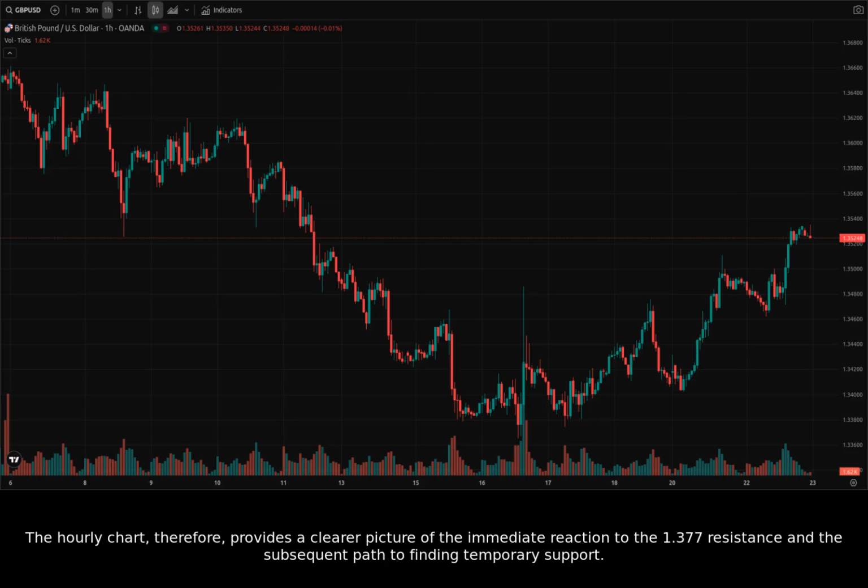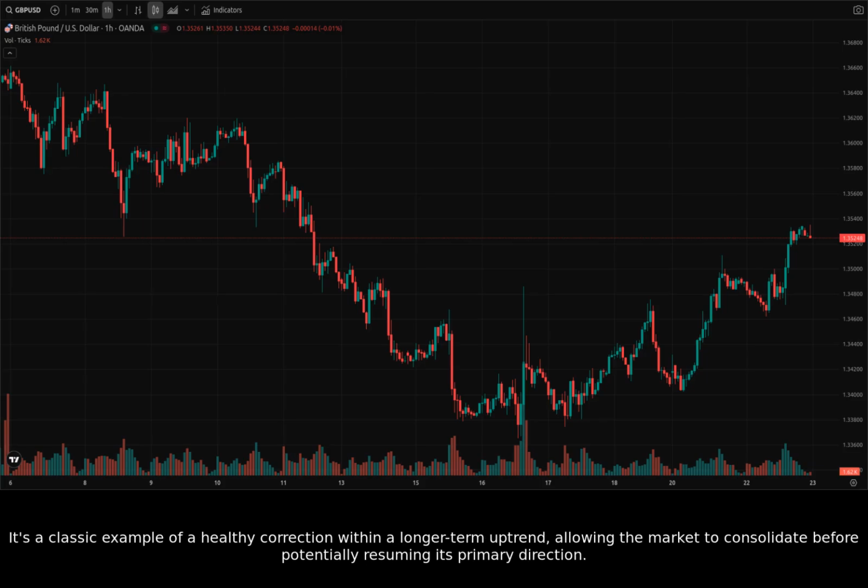The hourly chart, therefore, provides a clearer picture of the immediate reaction to the 1.377 resistance and the subsequent path to finding temporary support. It's a classic example of a healthy correction within a longer-term uptrend, allowing the market to consolidate before potentially resuming its primary direction.